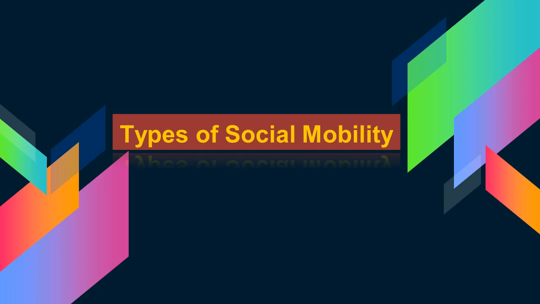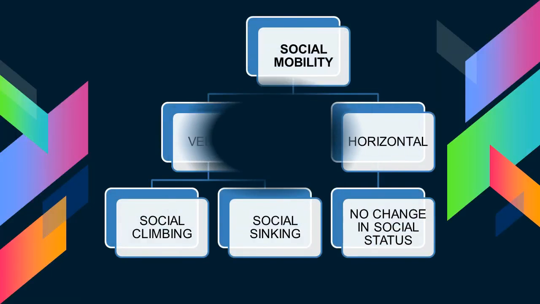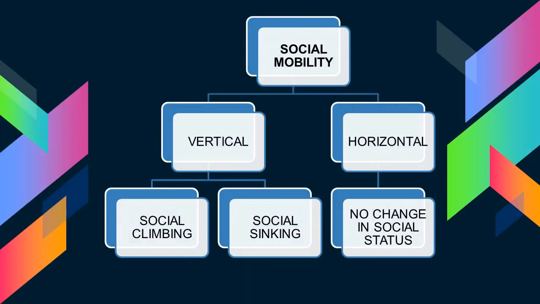Types of social mobility. There are two types of social mobility. First, vertical social mobility. Vertical social mobility is divided into two, that are social climbing and social sinking. Second, horizontal social mobility. In horizontal social mobility, there is no change in social status.